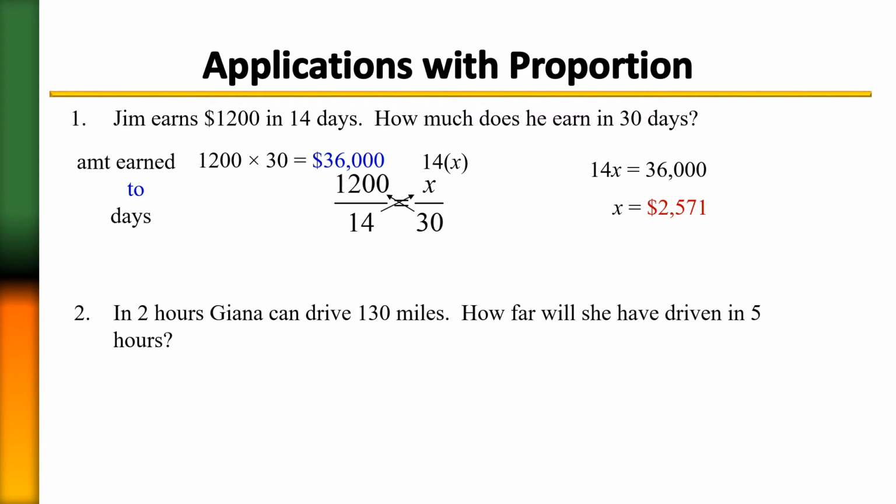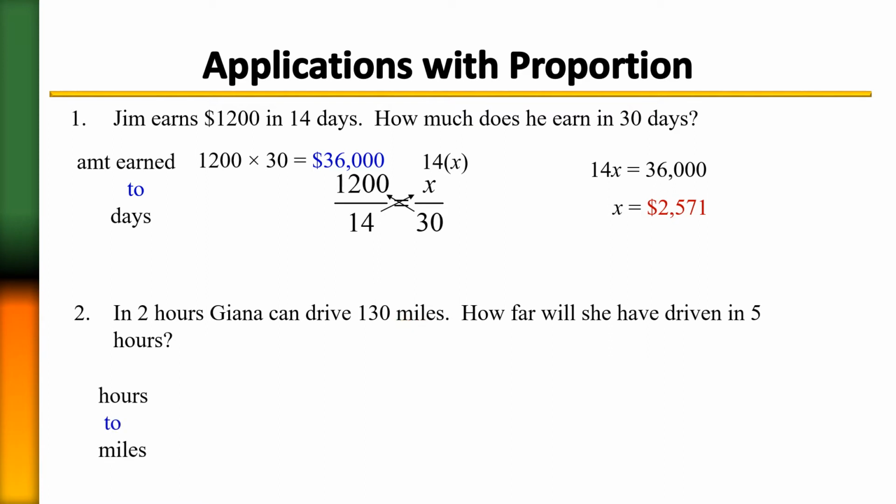Let's go to problem number 2. In 2 hours, Gianna can drive 130 miles. How far will she have driven in 5 hours? So again, the first number that is mentioned goes on top. The second number that is mentioned goes on bottom. The third number that is mentioned, you have to decide whether it goes on top based on what you're comparing. Let's see what we're comparing. Let's go back to the beginning of the problem. Hours to miles.